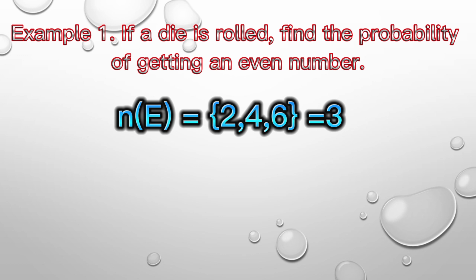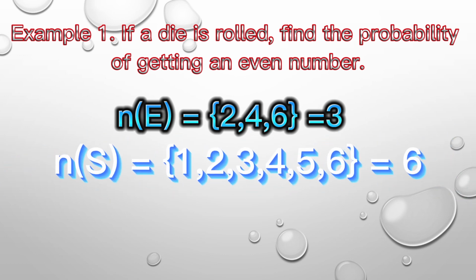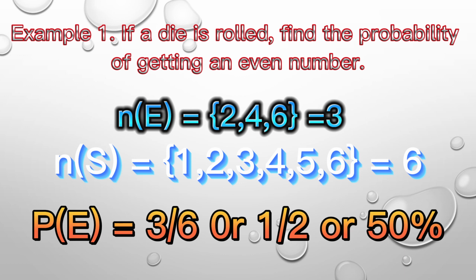The next step is to find the total number of outcomes in the sample space. The sample space would be 1, 2, 3, 4, 5, and 6. So the total number of outcomes in the sample space is 6. Finally, we can now solve for the probability of the event of getting an even number. That is the number of outcomes of an event, which is 3, divided by the total number of outcomes in the sample space, which is 6. That is 3 divided by 6, which is equal to 1/2 or 50%.